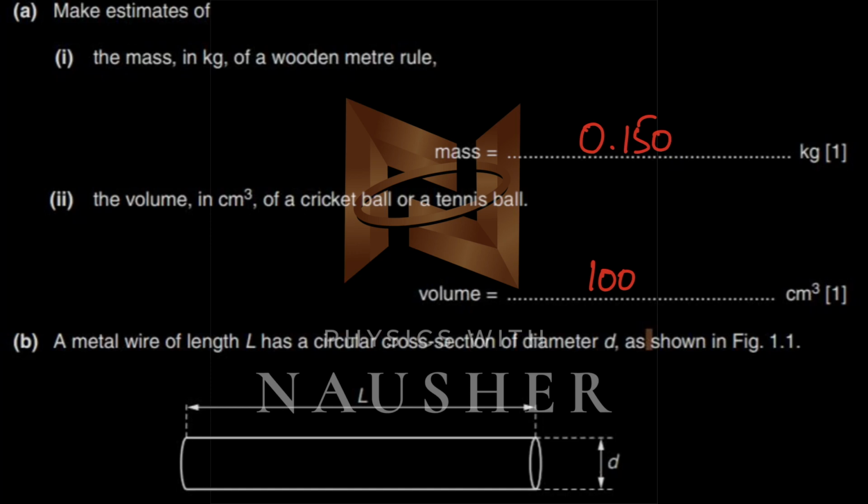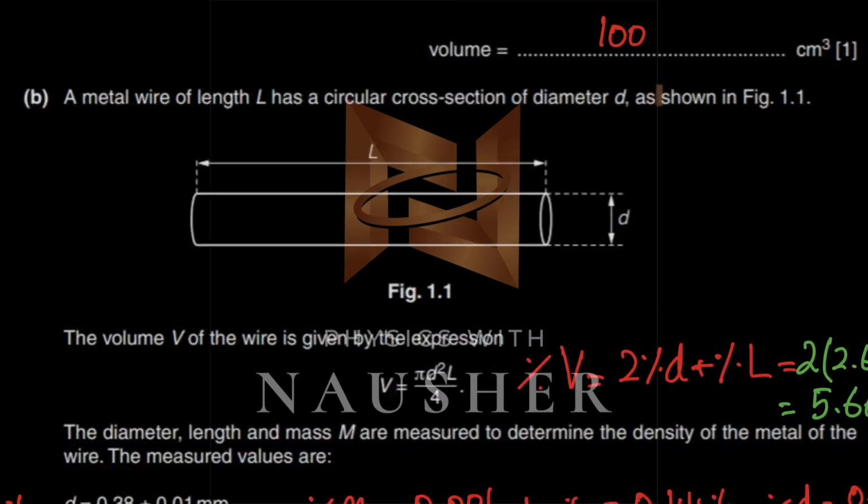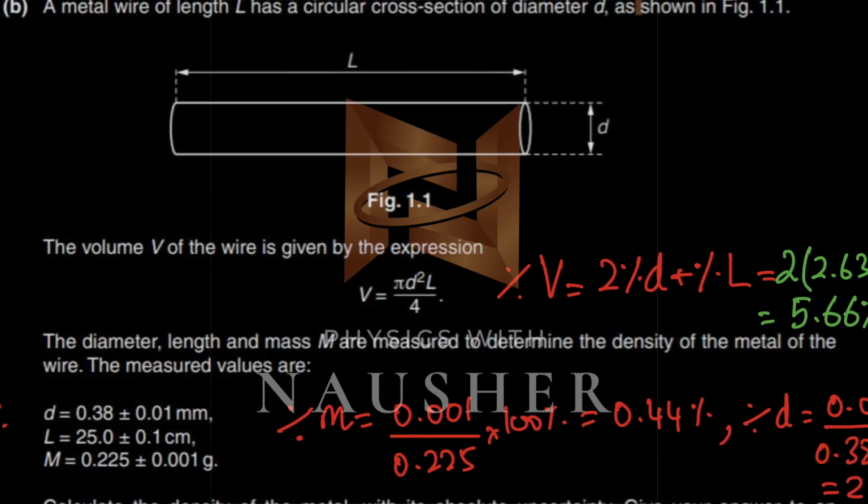Next part, make estimates. What is the mass of a meter rule? 150 grams, 200 grams, 100 grams. Volume in cm cube of a cricket ball or a tennis ball, 100 cm cube. Just memorize these.